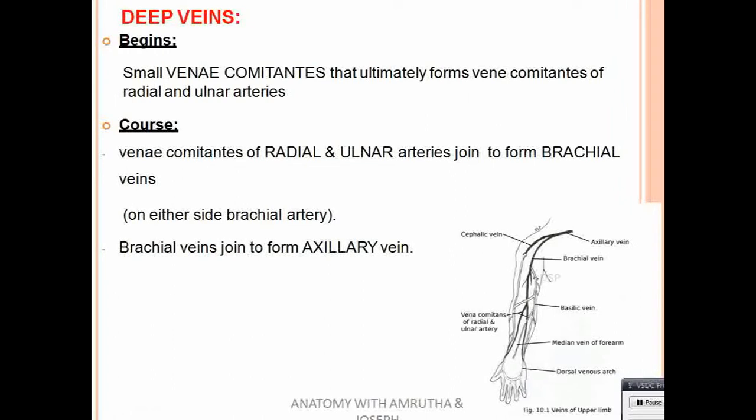Now the venae comitantes of the radial and ulnar arteries join to form the brachial vein. That will accompany the brachial artery. So they lie on either side of the brachial artery, and they form the last part of the axillary vein. The brachial vein also joins with the basilic vein, and together they form the axillary vein, or it continues as the axillary vein.